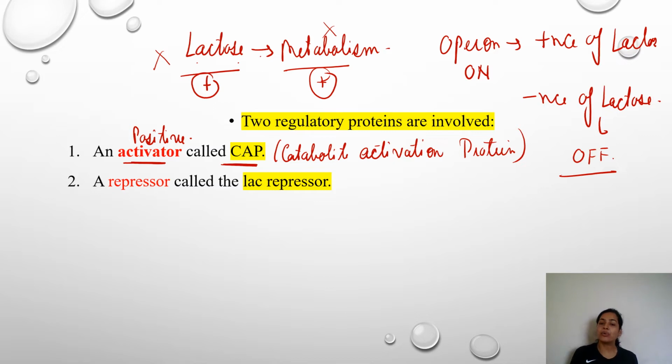Another important protein involved in the regulation of the Lac Operon is the repressor, which is called the Lac repressor. This is a repressor, that means it is going to be negatively controlling the operon. The name itself suggests that it is going to negatively control the operon, and the activator CAP is the catabolite activator protein. It is going to positively regulate the Lac Operon.